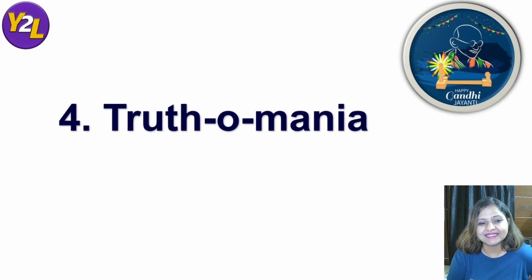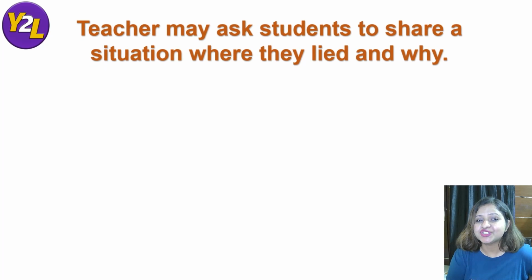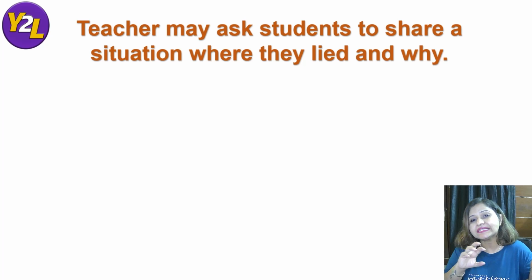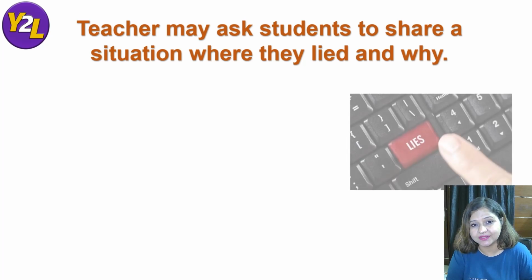The fifth idea is Truth or Mania. It is all about truth, as the name suggests. The teacher may ask students to share a situation where they lied and why. Teachers, it's not important that we delve into the life of Gandhiji alone. Rather, we can take any one of the principles, like truthfulness, and ponder upon it and see how it fits in today's world.